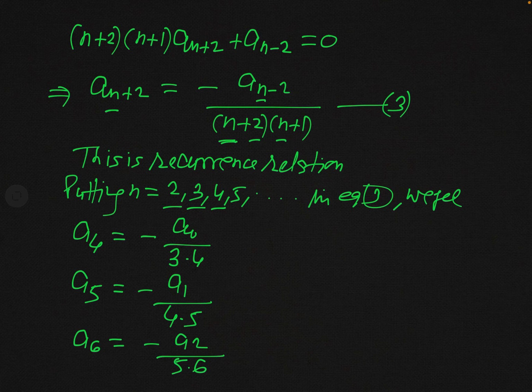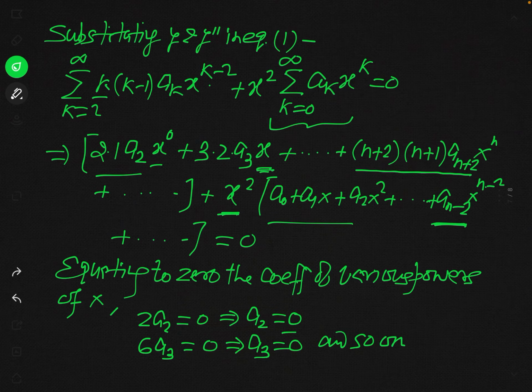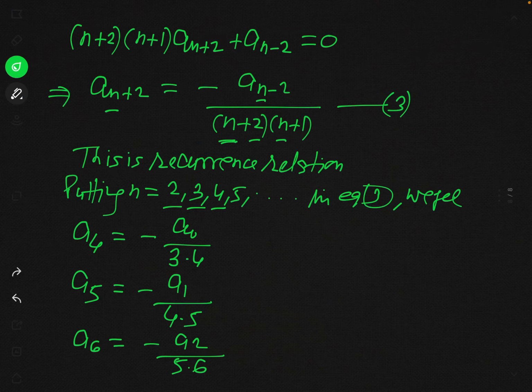And since we have seen that A2 is 0 and A3 is also 0, since A2 is 0, this result will be 0. It means A6 is equal to 0. In fact, in a similar manner, when you obtain the value of A7, you will find that it is 0. Let us clarify it.